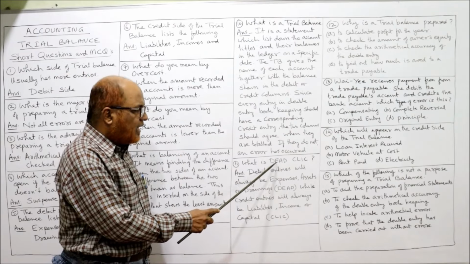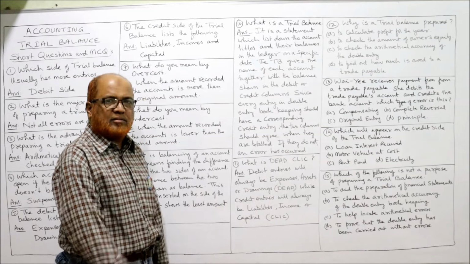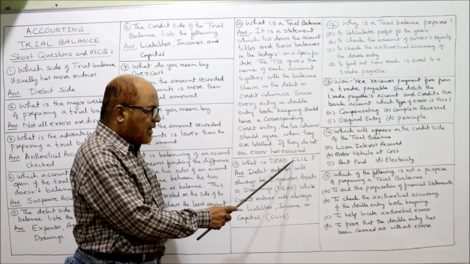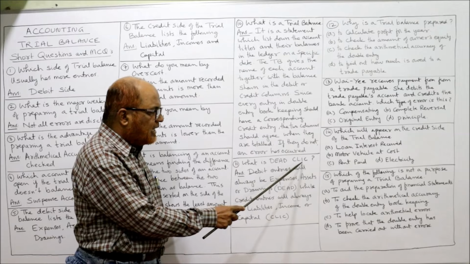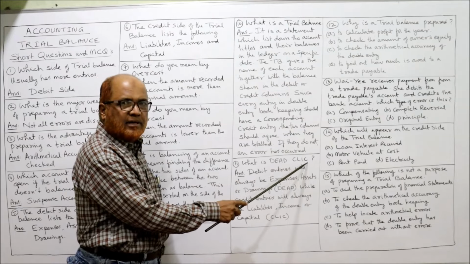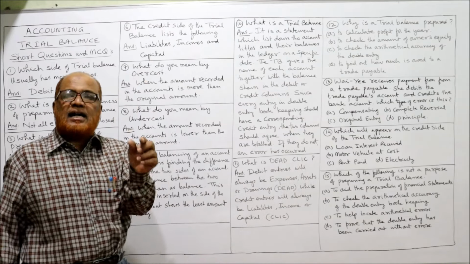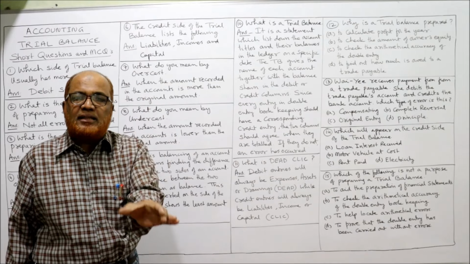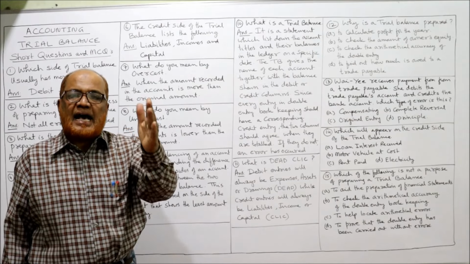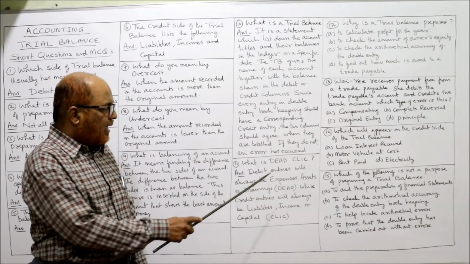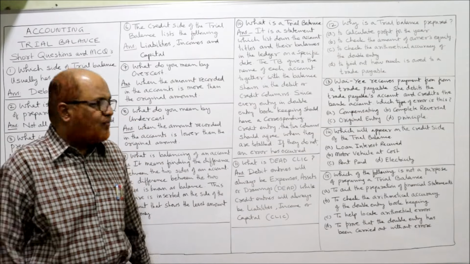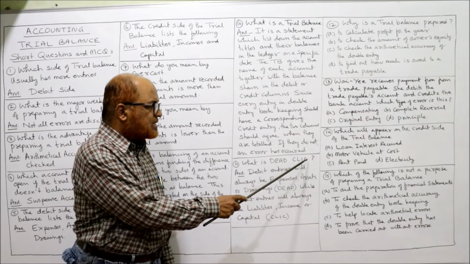Debit entries for expenses, assets and drawings. And CLIC: C stands for credit entries. Credit entries for liabilities, incomes and capital. So by remembering this DEAD CLIC, it will be helpful to make the trial balance. DEAD stands for debit for expenses, assets and drawings, and CLIC stands for credit entries for liabilities, incomes and capital.